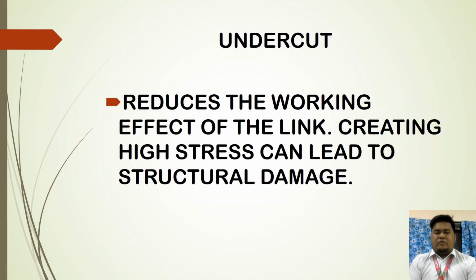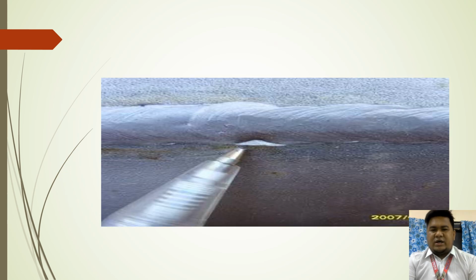Another type of welding defect is undercut. Undercut reduces the working effect of the joint, creating high stress that can lead to structural damage. This is the example of our welding defect. The evidence of it is seen.